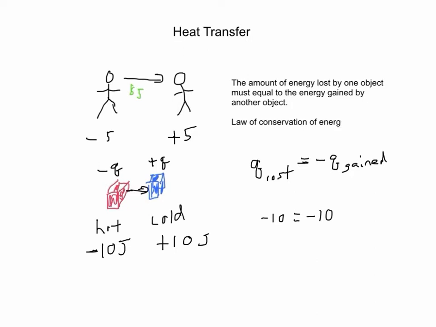of energy. So the law of conservation of energy says we can't lose or gain energy, we can't create or destroy energy, it just gets transferred from one thing to another, one form to another. So the total amount of energy lost by one object must equal the total energy gained by another. And this is a really important concept when we want to start determining the specific heats and identifying unknown objects.